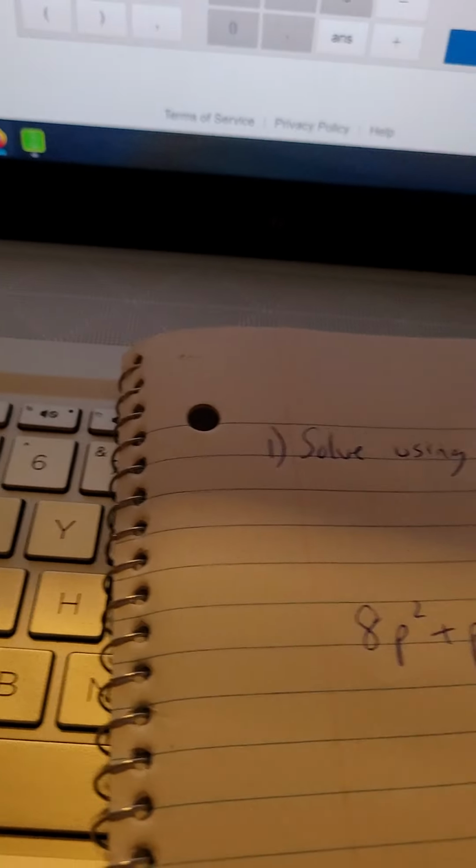So let's go over the problems for your practice test. Make sure you have a calculator ready. I'm going to clear it out. So here's our first problem. We're going to be solving using the quadratic formula.